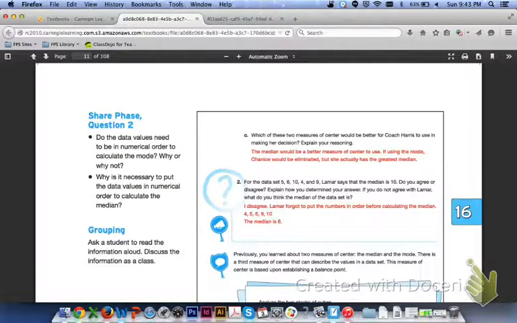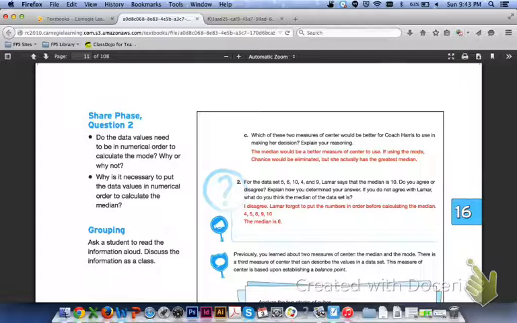Since you're looking for a player with the hottest hand, you want the best player on the floor, so the median would be the better measure to use. In this case, if you're using the mode, Shanice would have been eliminated, but she actually has the greatest median, and you'd want that person scoring the most amount of points, typically, to be on the floor.